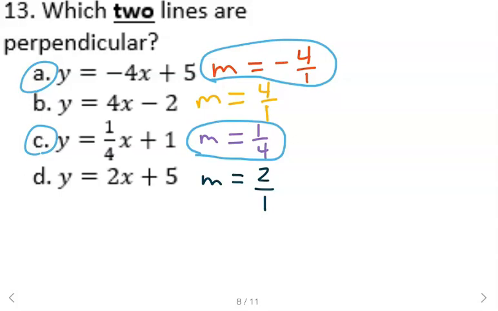Now, if you can't remember opposite reciprocal, another way to think about it is to multiply the slopes together and get -1. Anytime the product of two slopes is -1, then those lines are perpendicular. So if you take the -4/1 and multiply it by 1/4, you get -4/4, which simplifies to -1. The product of the slopes of two perpendicular lines is -1.